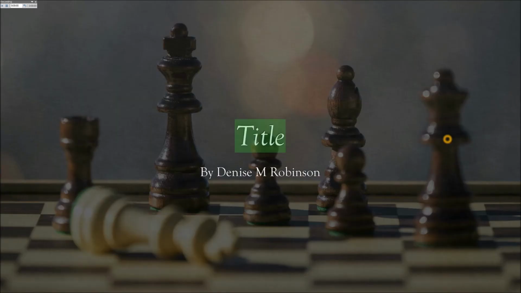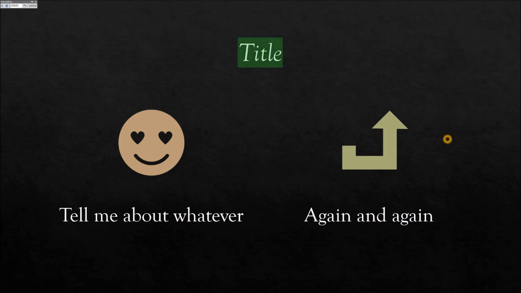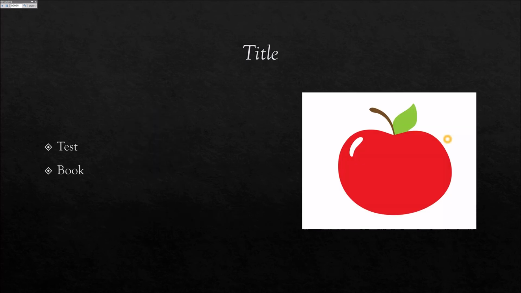Leaving menus, title slide, no selection. To move to an item, press the arrow keys. Slide 1 title, picture 3 image, heading level 1 title, heading level 2 by Denise M. Robinson. Slide 2 title, heading level 1 title, tell me about whatever smarter diagram, love face with solid fill shape, return. Slide 3 title, heading level 1 title, bullet test, bullet book, red apple image, apple.